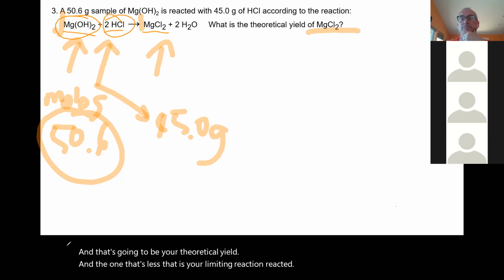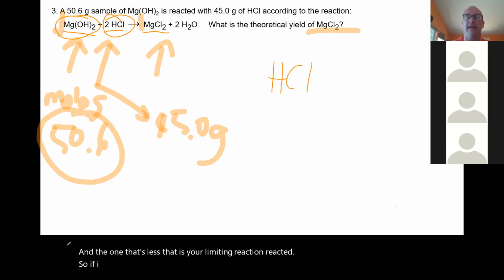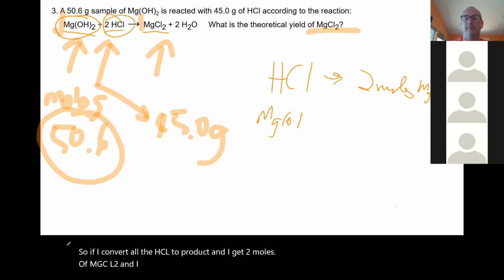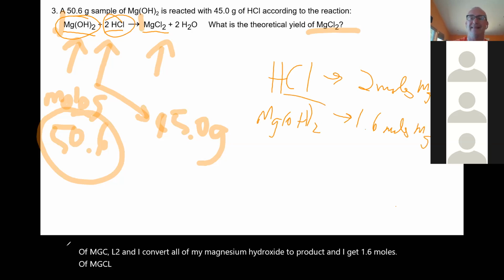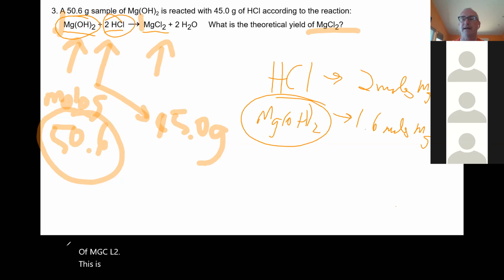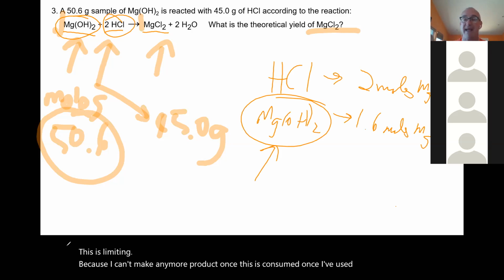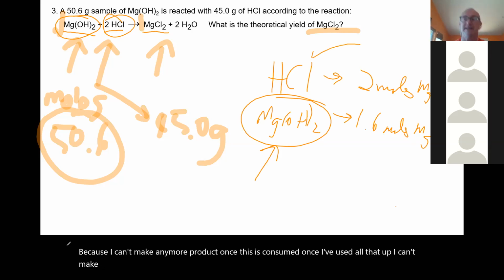Can you repeat what the meaning of limiting reactant is? So if I convert all of the HCl to product and I get 2 moles of MgCl2, and I convert all of my magnesium hydroxide to product and I get 1.6 moles of MgCl2, this is limiting because I can't make any more product once this is consumed. Once I've used all that up, I can't make any more product. I'm going to have some of the HCl left over.